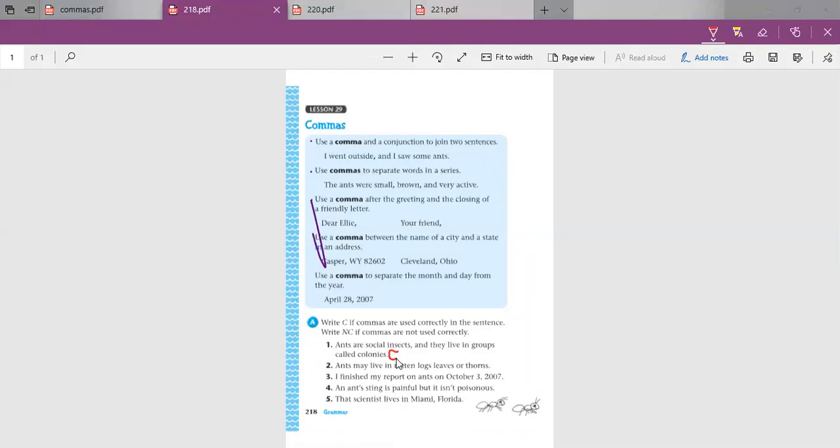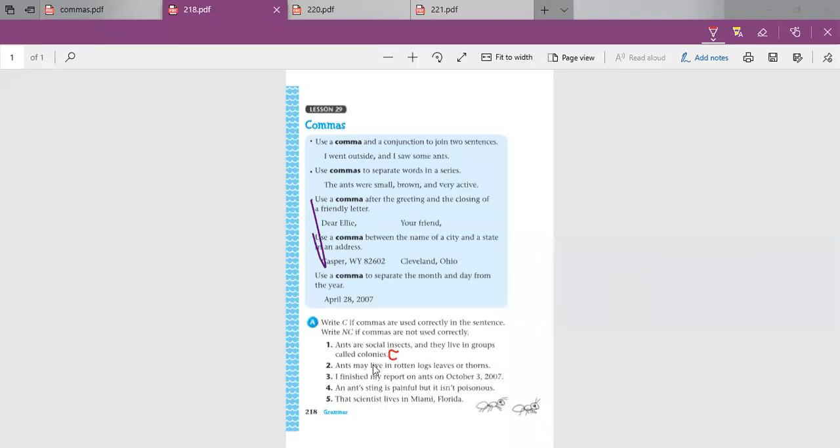Okay, now Malik, sentence number 2. Ants may live in rotten logs, leaves, or thorns. Excellent. So what is the mistake in this sentence here? Where do I put the comma? Because there is no comma in this sentence. Where will I put the comma?